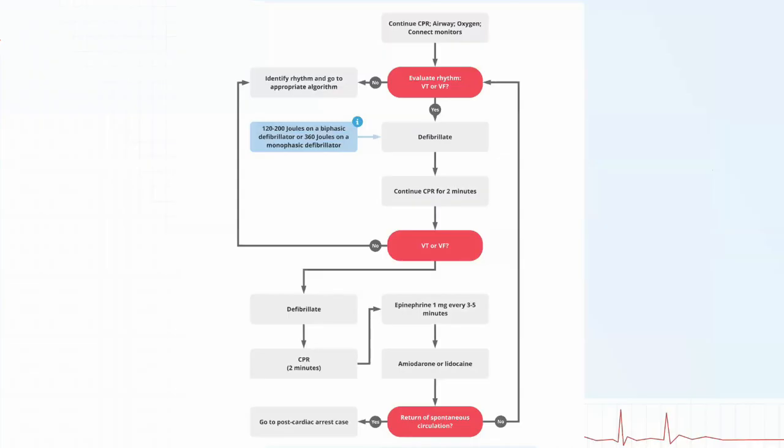This is just a summary of the ACLS guidelines for these VFibs. You just want to make sure that you defibrillate these people early and do the CPR. If they still have the rhythm, you want to defib again and do the CPR. If they're still having the rhythm after two shocks, then you give adrenaline, and if it's still there on the third shock, then you'd want to give amiodarone or lidocaine.